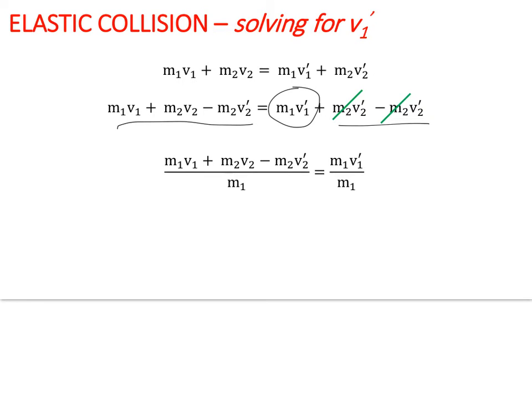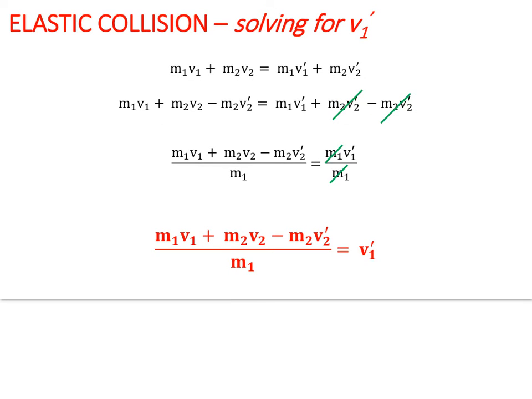Then we want to isolate the v1 after, so we divide by the mass, divide both sides by the mass, as you see right here. It cancels out on the right, and here's your final equation.